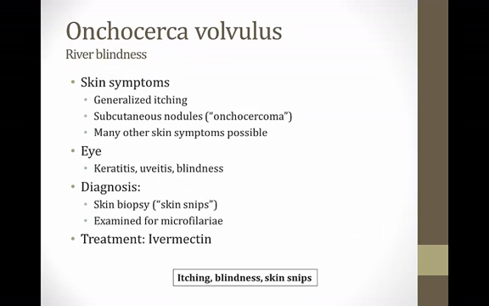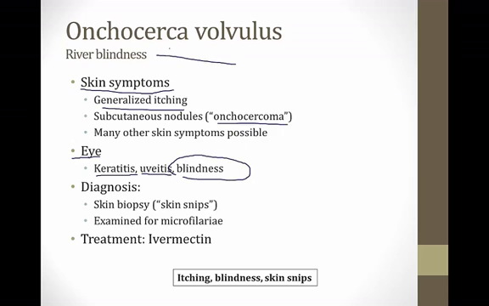So if you remember what I just said about how the microfilariae move through the body, it's easy to remember the symptoms. So they can cause skin symptoms from getting into the dermis and subcutaneous tissues. People can have itching. They can get nodules called onchocercomas, and they can get many other skin symptoms. And then in the eye, it can cause inflammation of the cornea, that's called keratitis, or inflammation of the uvea, that's uveitis, and this can ultimately lead to blindness. That's why it gets its name river blindness.